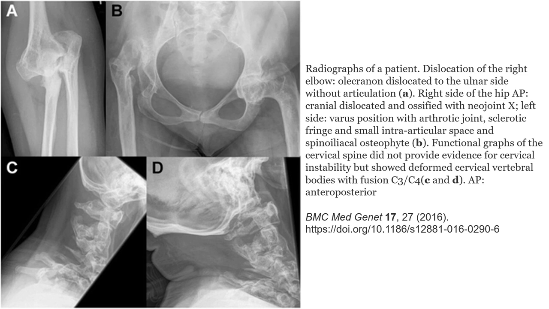Functional graft of the cervical spine did not provide evidence for cervical instability, but showed deformed cervical vertebral body with fusion of C3, C4, anteroposterior.